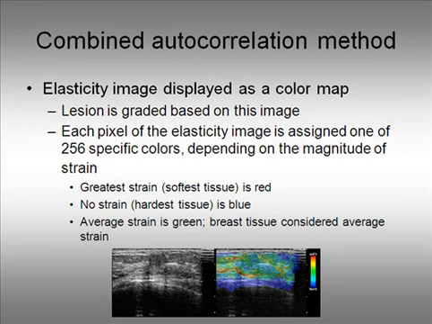And in this method, the softest tissue, which displays the greatest strain, is red, and the hardest tissue, which does not display any strain, will be blue. On average, breast tissue is colored green.